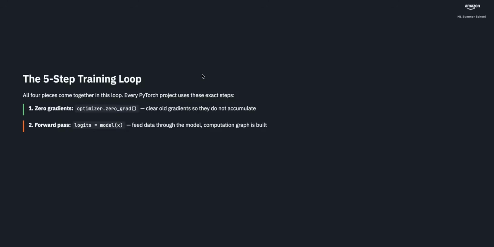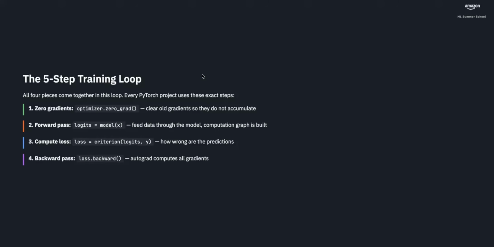Step 2, forward pass. Feed the batch through the model. During this step, PyTorch is building the computation graph, recording every operation so it knows how to differentiate later. Step 3, compute loss. Compare predictions against true labels. Cross entropy measures how surprised the model was by the correct answer.